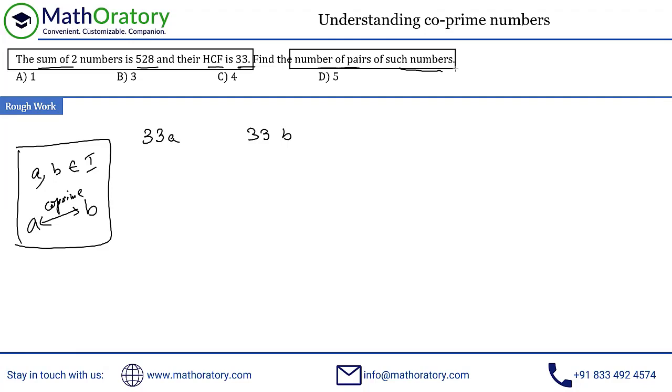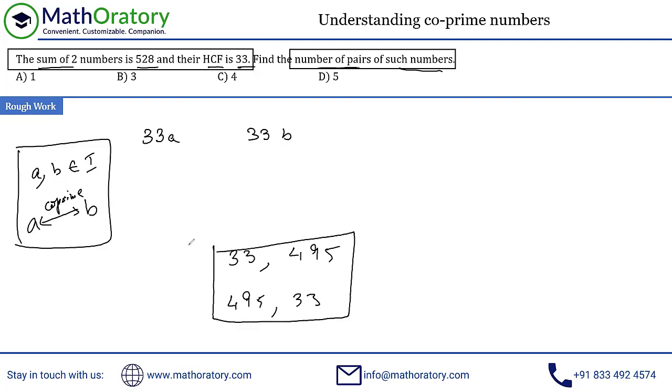Let me take an example. Say I take 2 numbers as 33 and 495. If I take these 2 numbers, now instead of taking this, if I consider 495 and 33, since variable names are not being mentioned, these two are the same solution, isn't it? We are taking the same 2 numbers. We are taking the same pair.